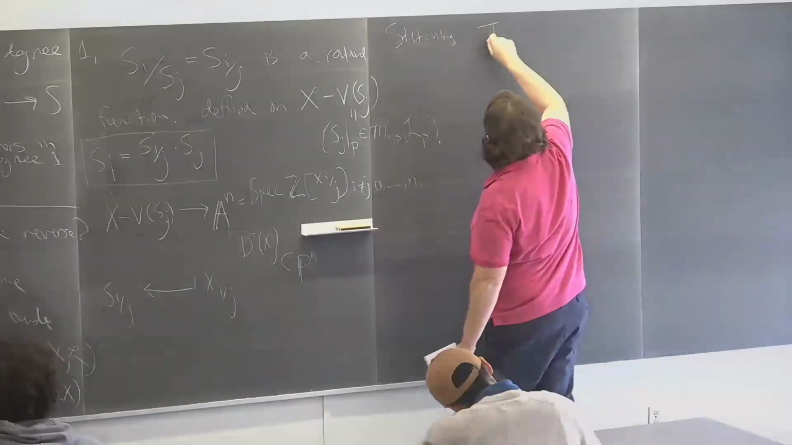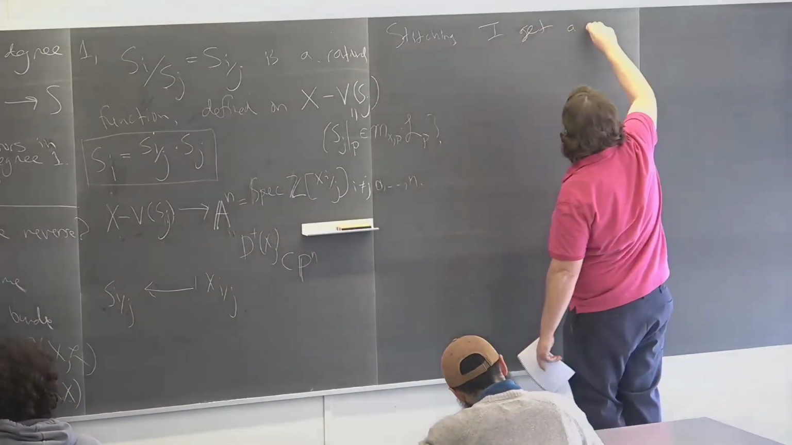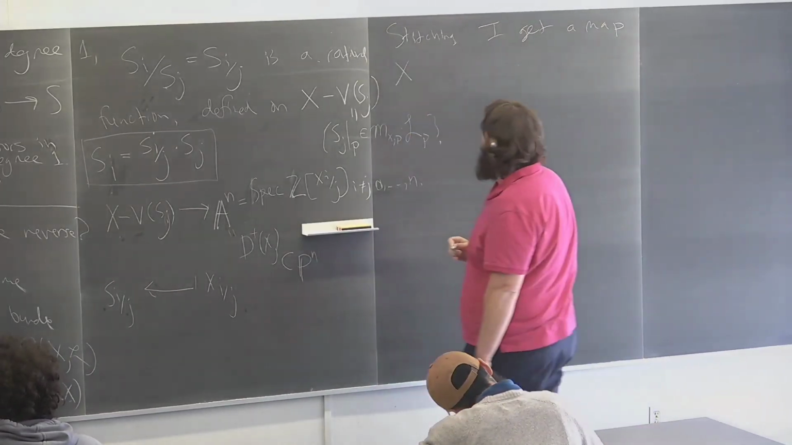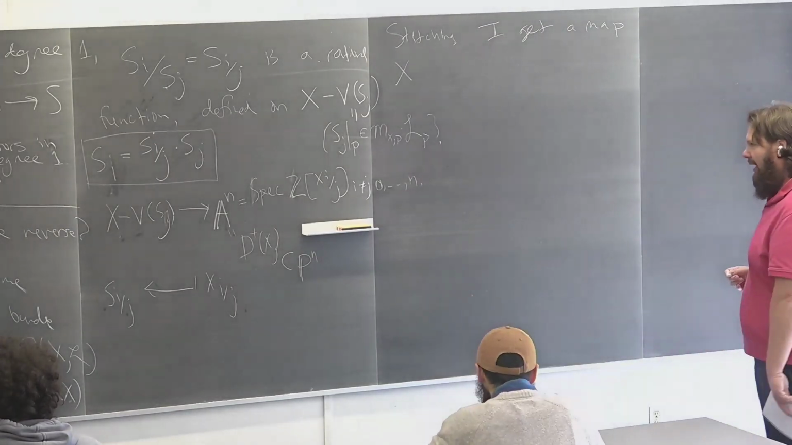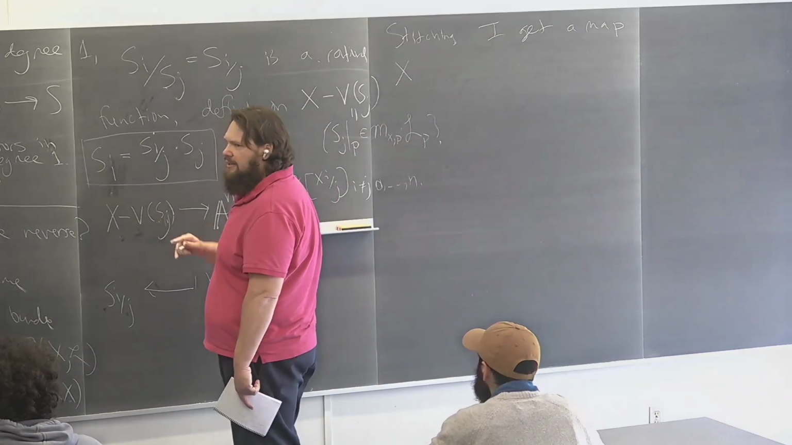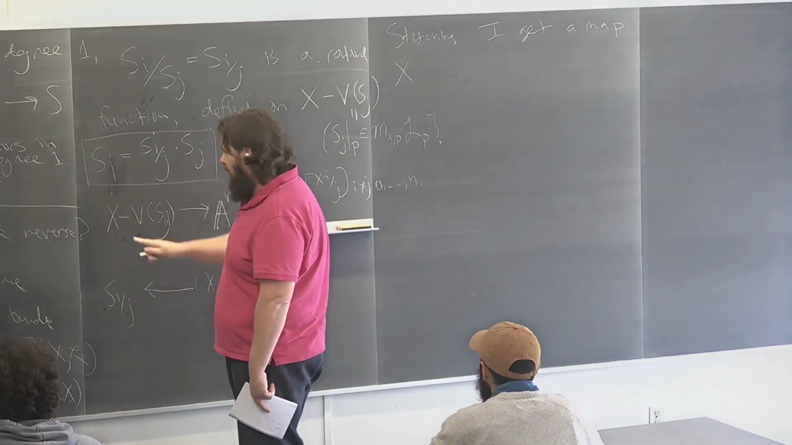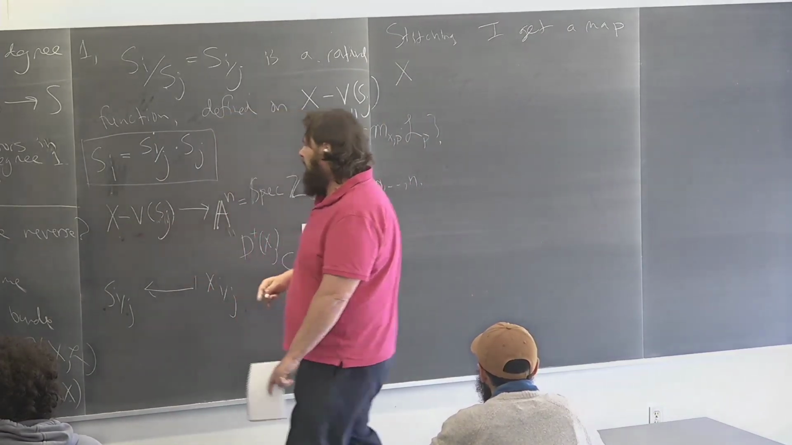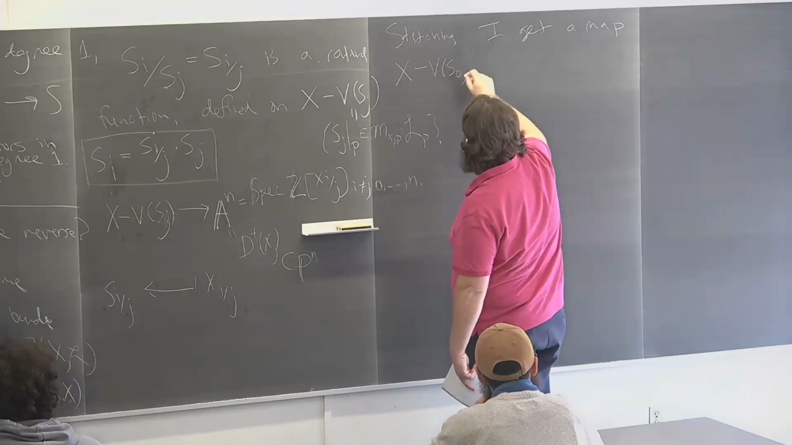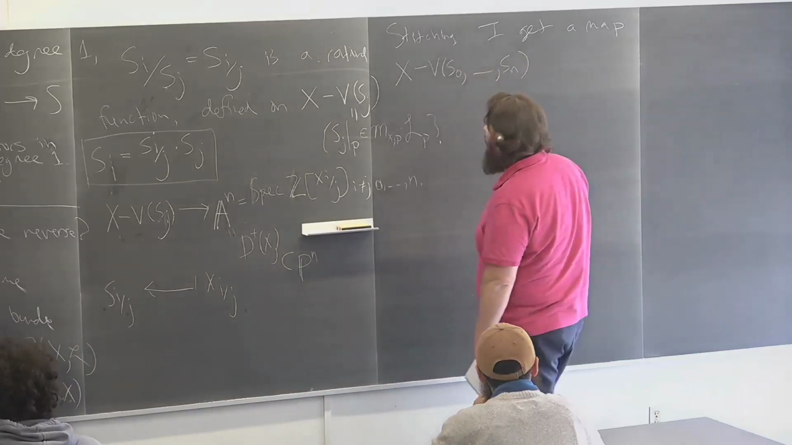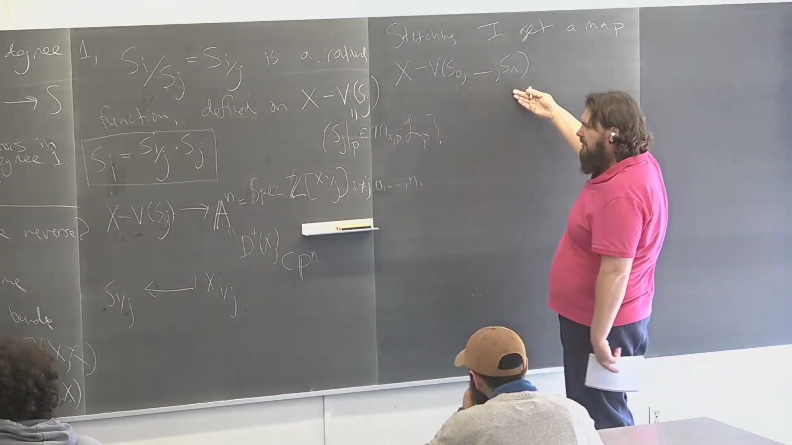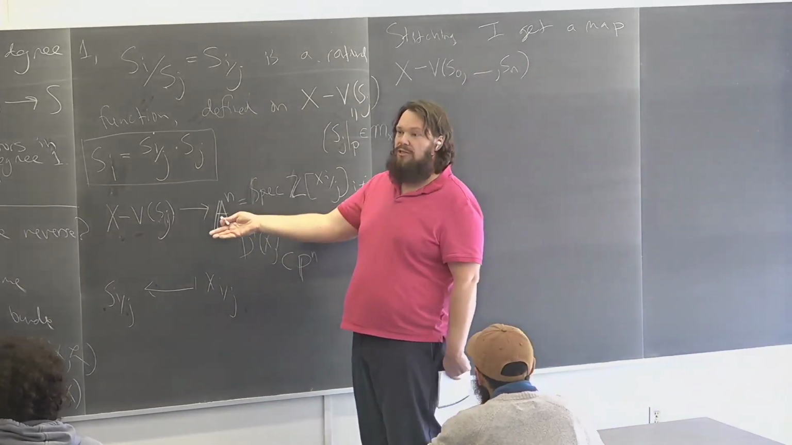Stitching, I get a map from X. Well, I would love to say all of X, but I have no guarantee that every point in X lies in one of these open sets, right? I'm defining what the image is on this open set, and there might be something in X which is at the zero set of all of these sections. And if you're in the zero set of all of these sections, this construction doesn't tell you where to go.